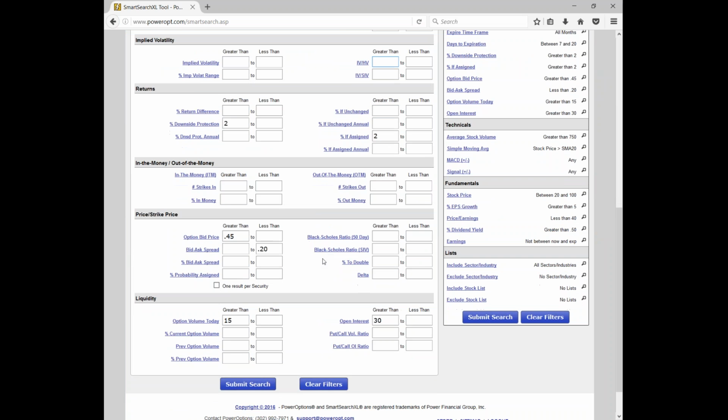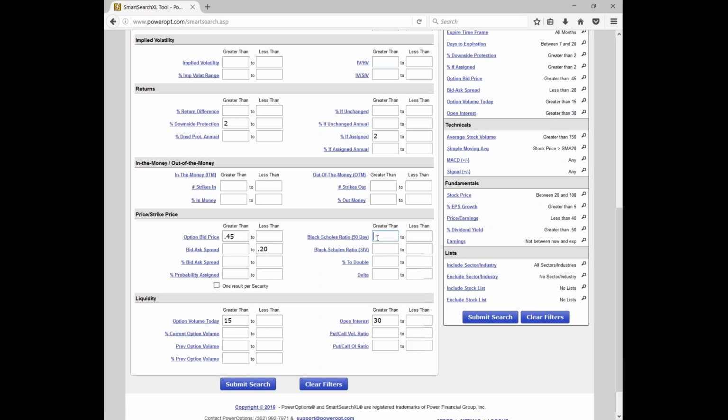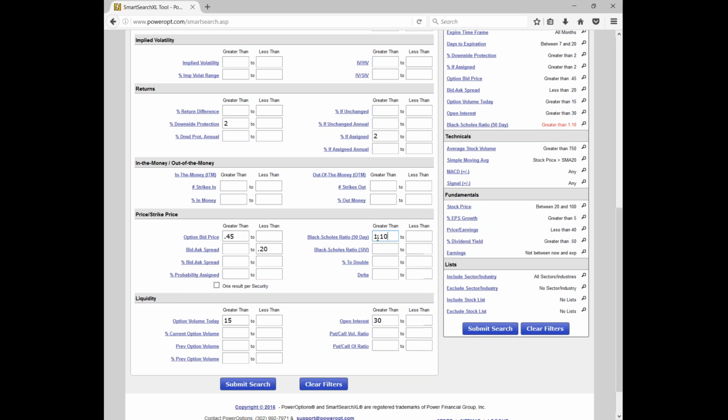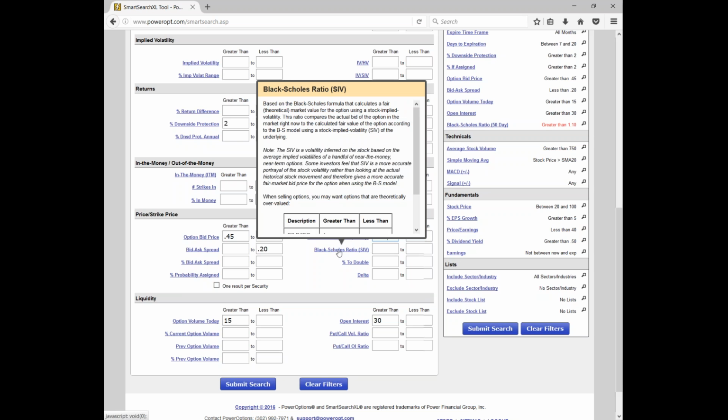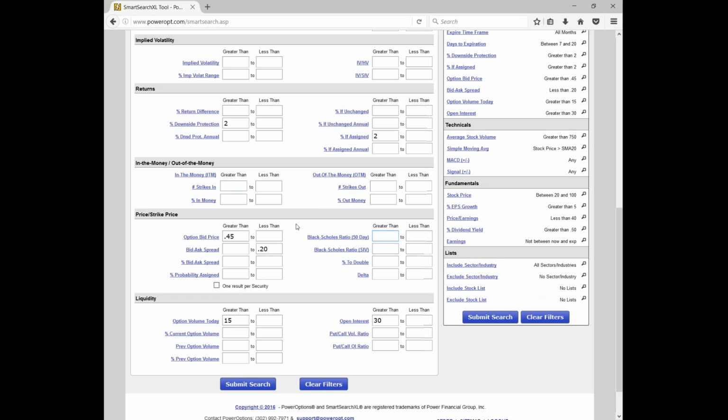Another filter that's simple to use is the Black-Scholes ratio. Very similar process. If you wanted to look for overvalued options, the Black-Scholes ratio is simply the actual trading price of your option divided by its theoretical worth using a Black-Scholes pricing model. So again, if I wanted to look for an option that's considered 10% overvalued compared to its theoretical price, we would just put in that range of 1.10.